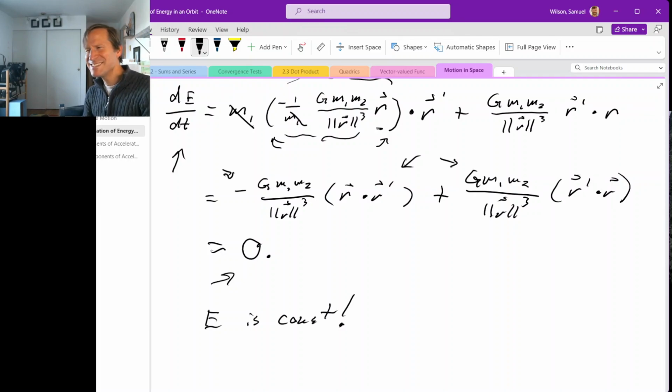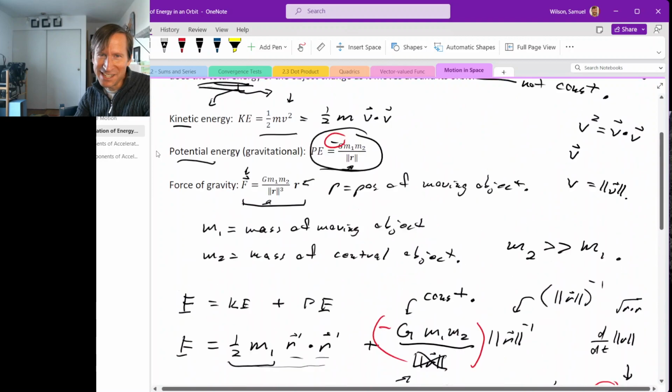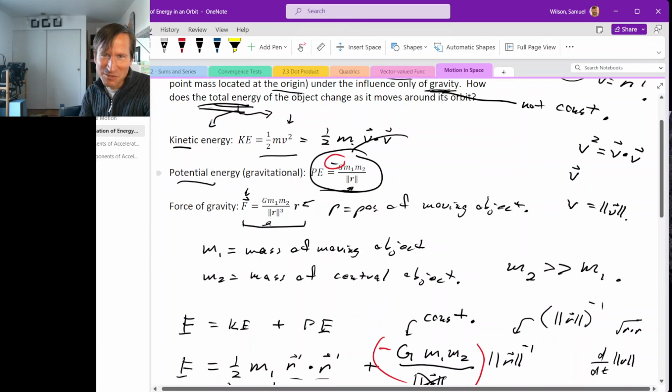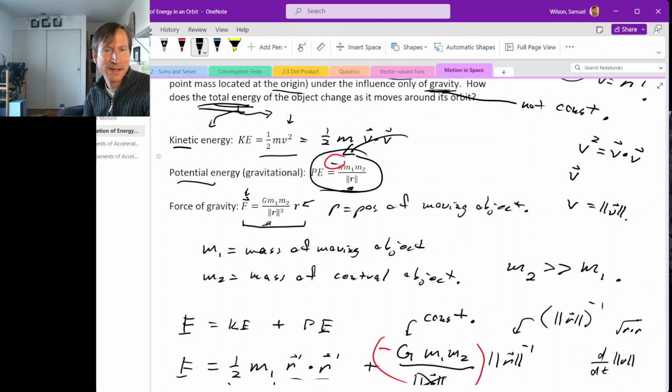So this is the appearance of the conservation of energy. At least in a gravitational system, some object moving around only under the influence of gravity, well, the gravity of one central gravitating object, the total energy of the moving object is always the same. This is really why potential energy gets defined the way it is defined. In particular, why potential energy is defined with this minus sign. It's to set things up so that total energy will be constant in these kinds of situations.